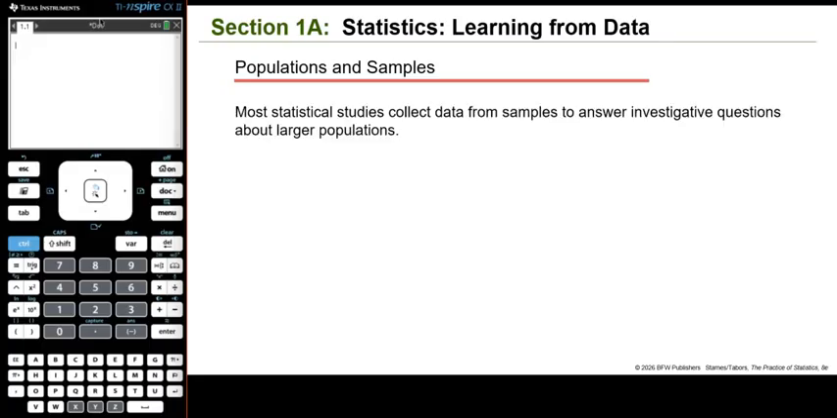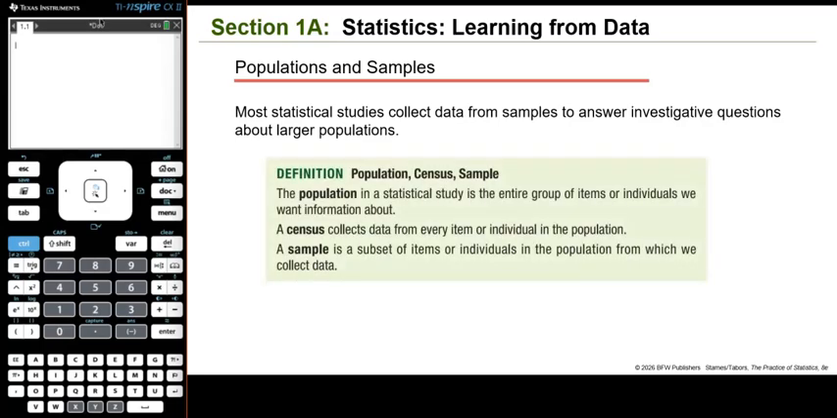Populations and samples. So the second part of our lesson. Collect data samples in order to investigate questions about larger populations. We do this all the time, right? A lot of stats is just learning the vocabulary, especially these first couple of lessons. The population is the entire group, maybe all of St. Mary's students, all the students in the high school. A census, that's the population. A census would be to ask every single person a question or collect data from every single person.